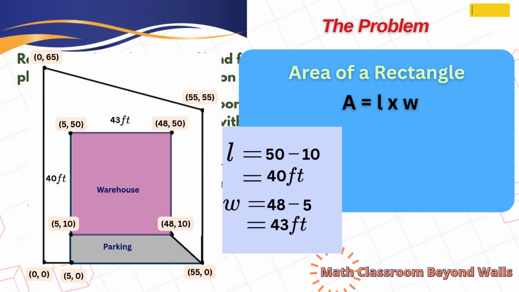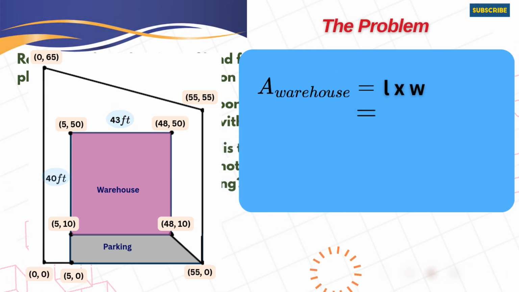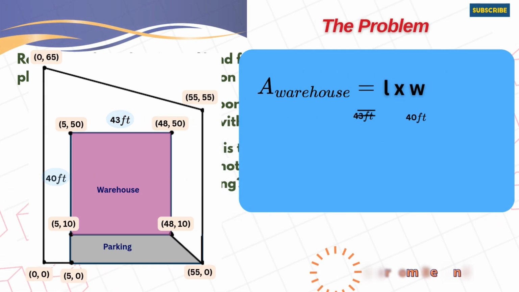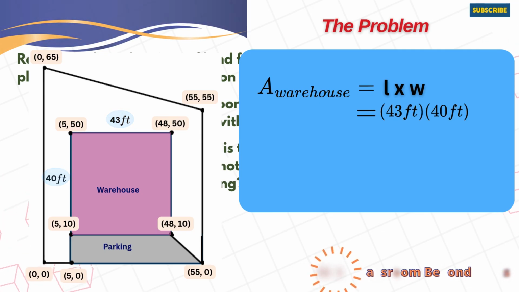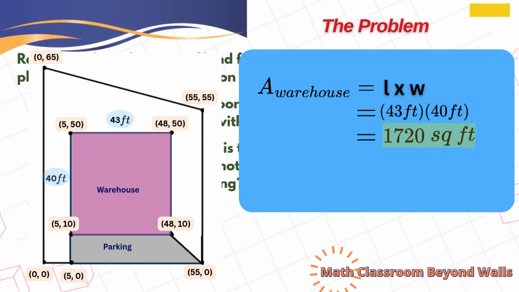Do you agree? Plugging in the values, we have multiplying 43 feet and 40 feet gives us 1,720 square feet.